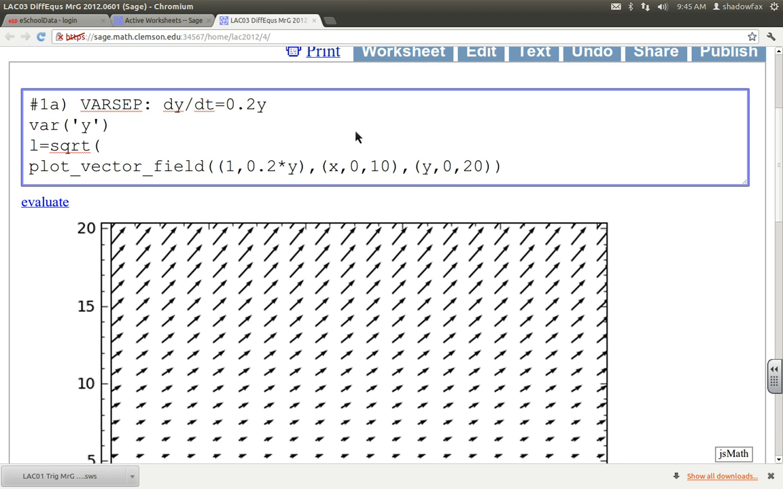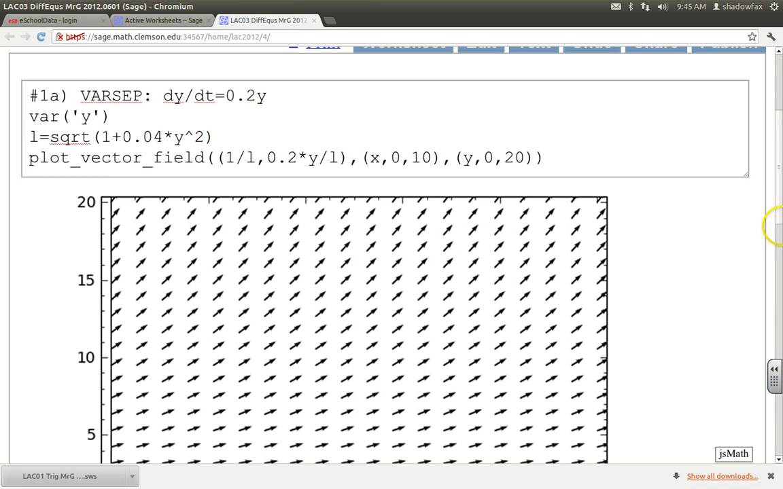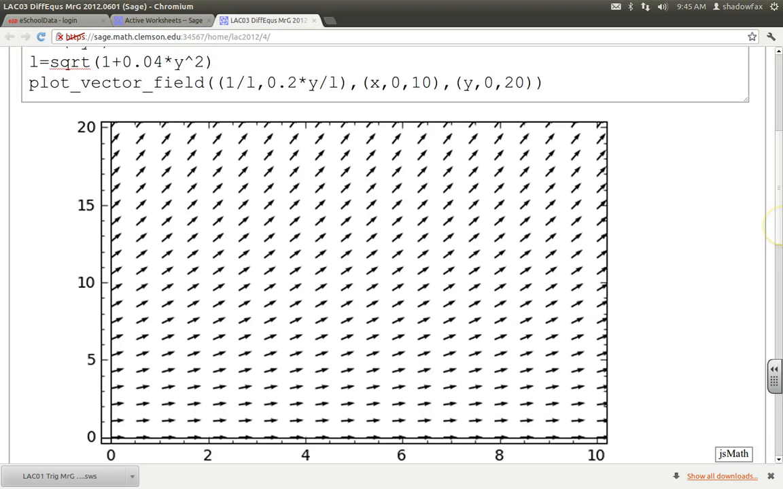What's that? Square root of the x component squared dx dt and the y component squared dy dt, right? So let's say 1 squared is 1 plus 0.2 squared is 0.04 times y squared. And let's divide each of these by L. So it looks like a real slope field. Each slope line should be the same length. Now, yeah, I guess so. They're all the same length. They're all unit vectors. All right, do you see what I did?